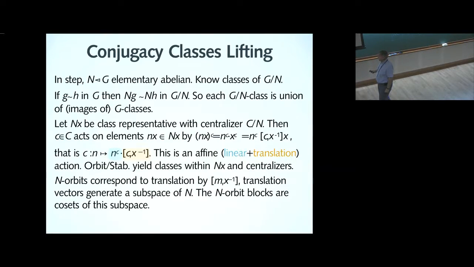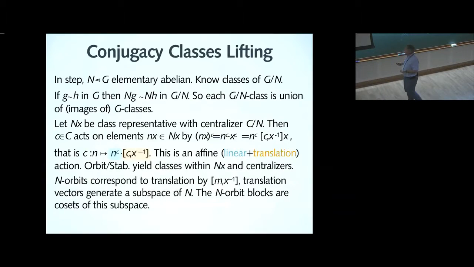N conjugated by C now is just a linear action on n. And here, I'm multiplying with an element. Well, additively written, I'm adding an element. And this element does not depend on n. This just depends on C and x. So C acts on n by a linear part and by adding vectors. That's what we call an affine action.